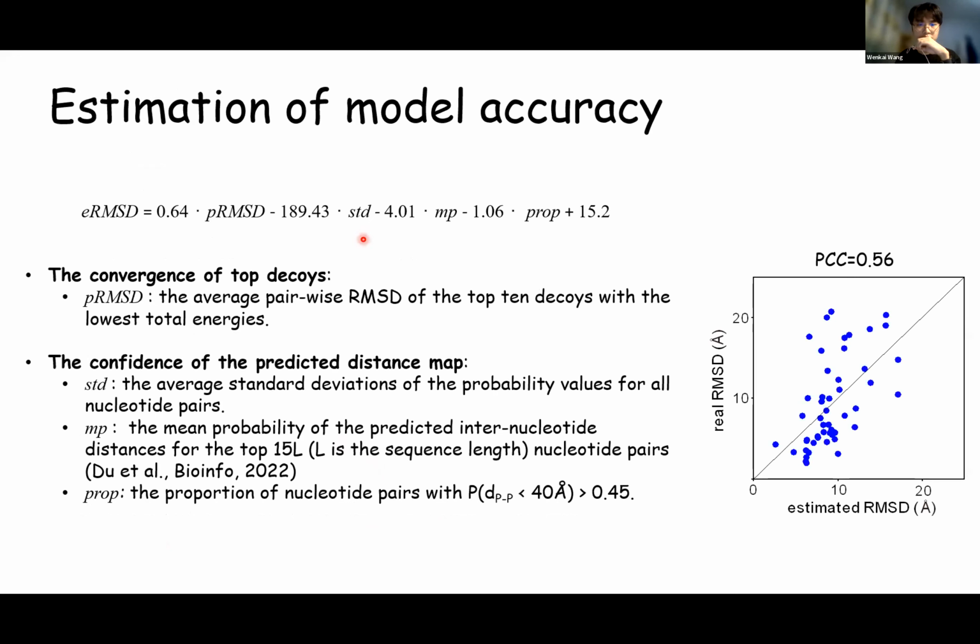For each target, we also provide an estimation of model accuracy, namely ERMSD, meaning the estimated RMSD. This estimation mainly considers the convergence of the top decoys and the confidence of the predicted distance map. Here we can see that this estimation correlates well with the real RMSD value, with a PCC of over 0.5.